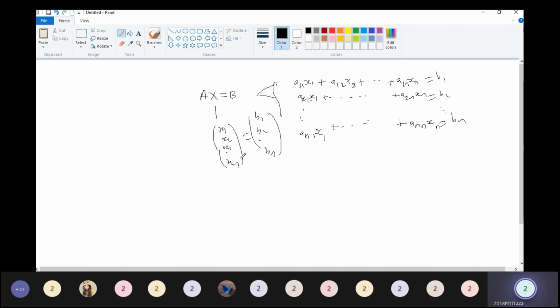So this system Ax equal to B has a unique solution, no solution, or an infinite number of solutions.